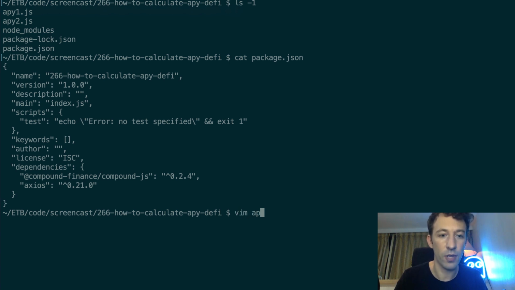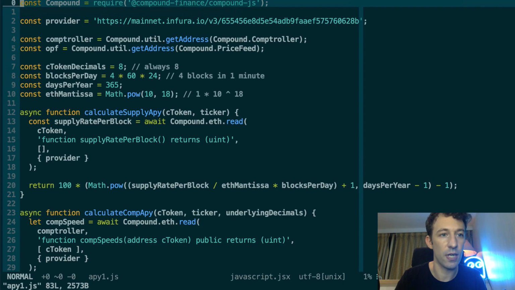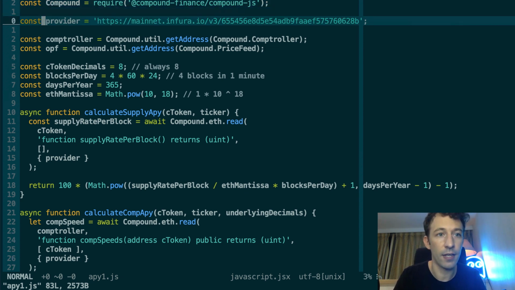And the main script is apy1.js. So let's see how it works. So first I imported the library of Compound. Then here I define a URL to Infura. I've already created a project in my Infura account. This is used to connect to the Ethereum blockchain.